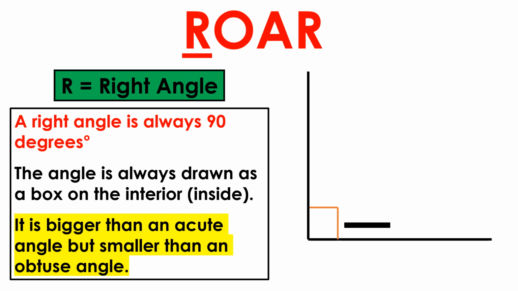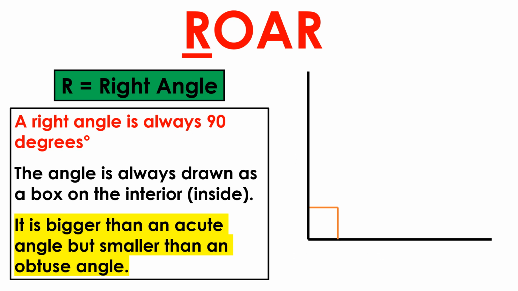A right angle is bigger than an acute angle, but smaller than an obtuse angle. If you look around your house right now, you'll notice that there are a lot of objects in your home that have a right angle. For example, if you're on a tablet right now, you'll see that your tablet will have a corner shaped like this, like a right angle. Your TV will have a right angle. A photo frame might have a right angle.